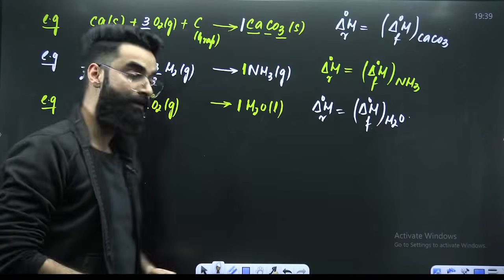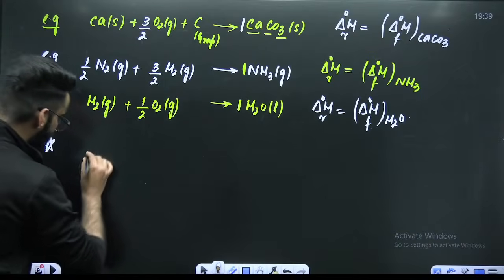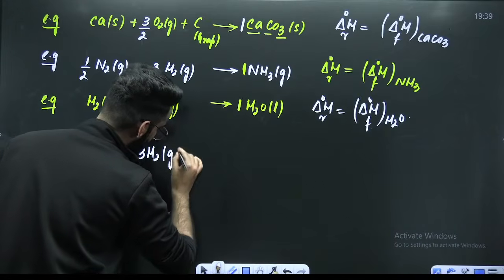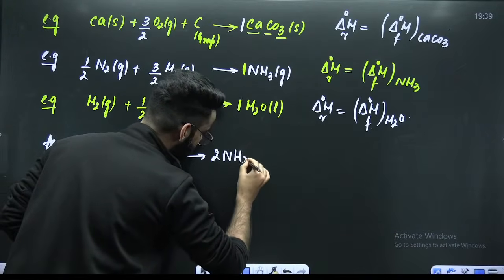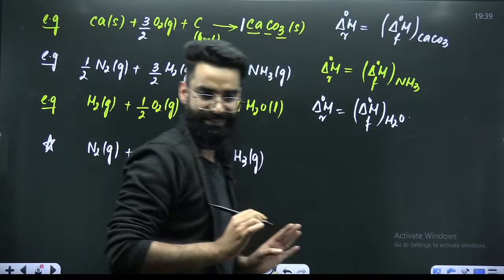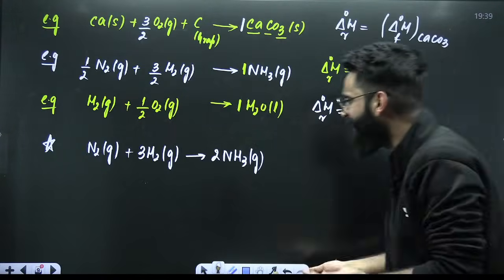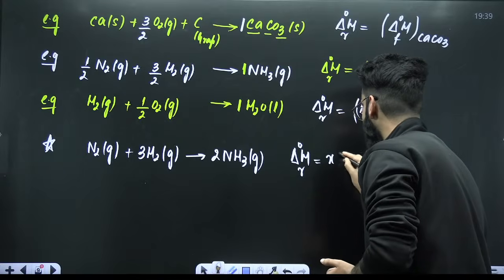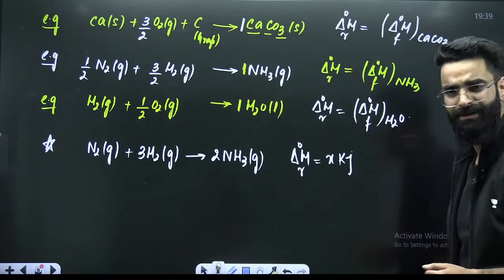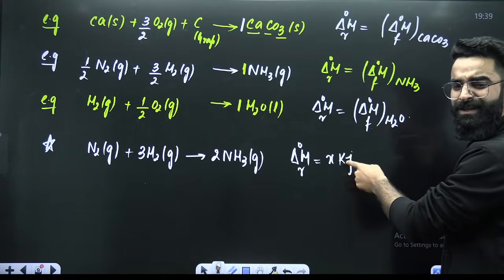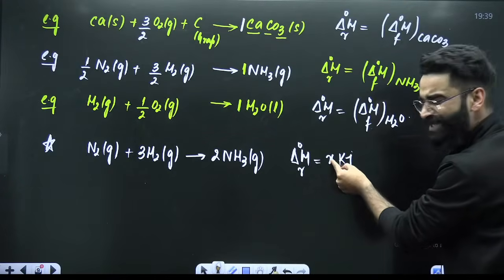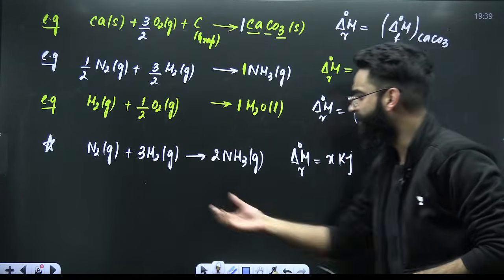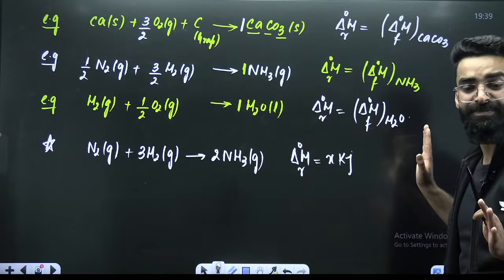Now I have got a question for you. I'm writing a reaction. N2 gas plus 3 times H2 gas gives 2 times NH3 gas. This is the reaction which I have written over here. I am telling you, during this particular reaction, this is the amount of heat absorbed or released, which is, for example, X kilojoules. X kilojoules is the amount of heat which is absorbed, because I'm writing the delta H positive. Delta H positive means endothermic. Endothermic means heat absorbed. I believe during this particular reaction, X kilojoules of heat is being absorbed.